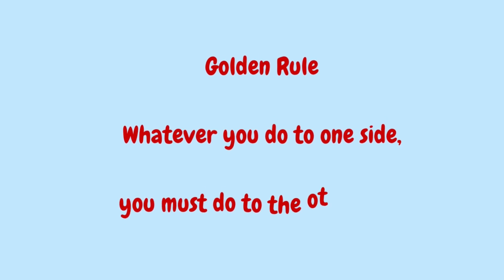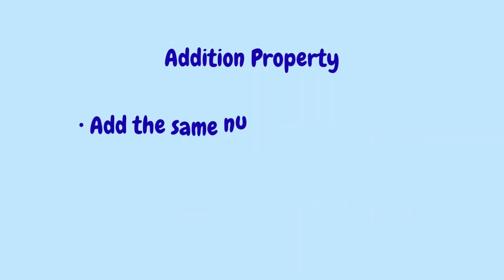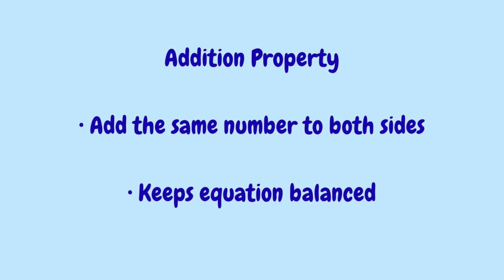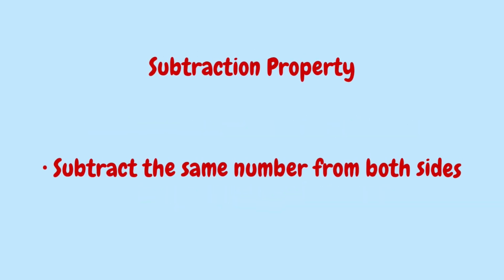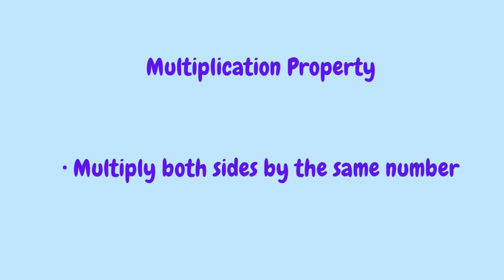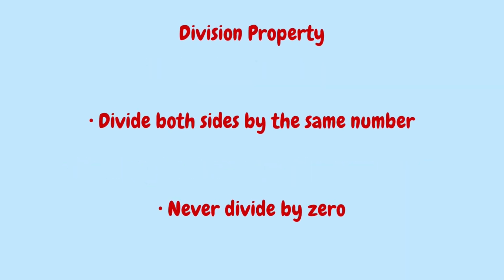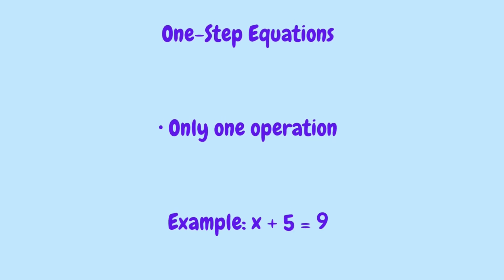The golden rule here is whatever you do to one side, you must do to the other side also. So, addition property: add the same number to both sides. That keeps the equation balanced. Subtraction property: subtract the same number from both sides. Also multiplication property: multiply both sides by the same number. Now division property: divide both sides by the same number. Never divide by 0. This is a tip.